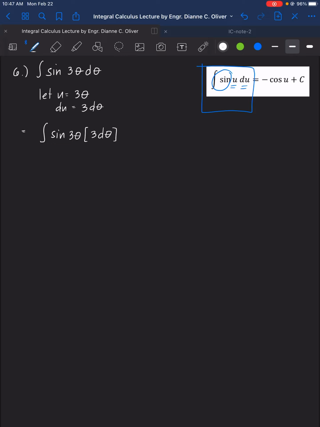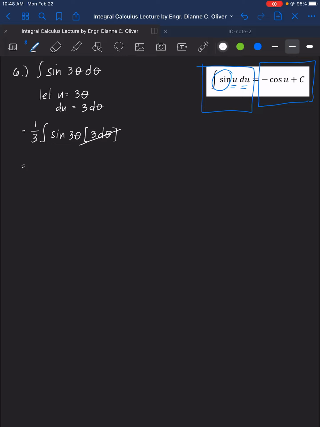Now since in the original or the given here we don't have the 3, we will balance it by putting a 1/3 outside the integral sign so that we can cancel this out and go back to the given. Okay, then we can now disregard this portion here and focus here only. So since we were able to satisfy the pattern, let's now go to the pattern for the answer.